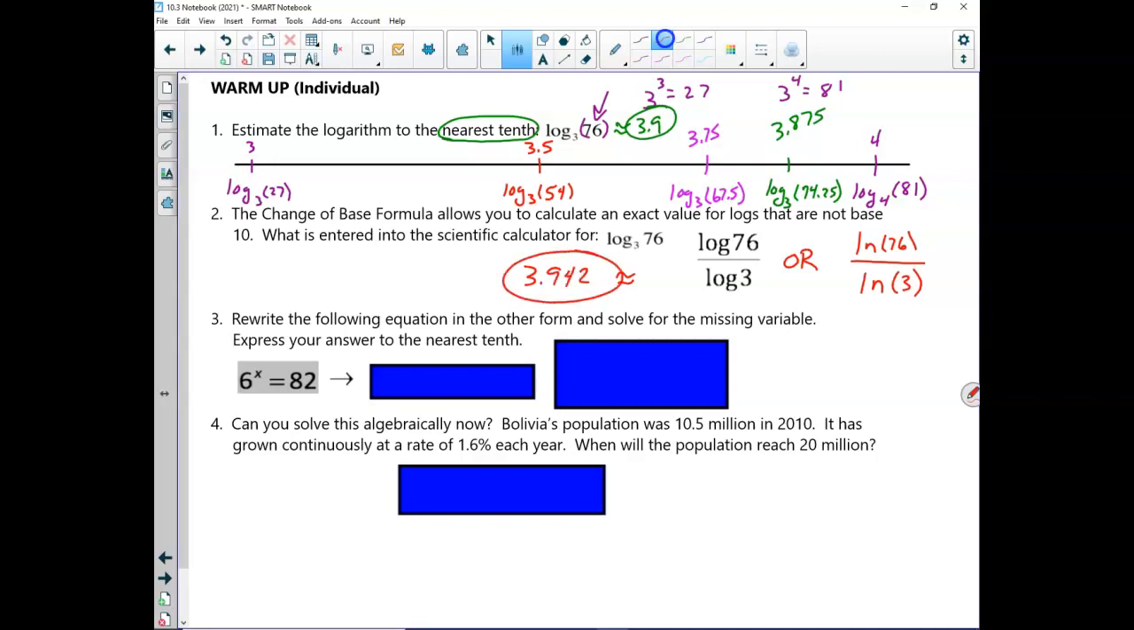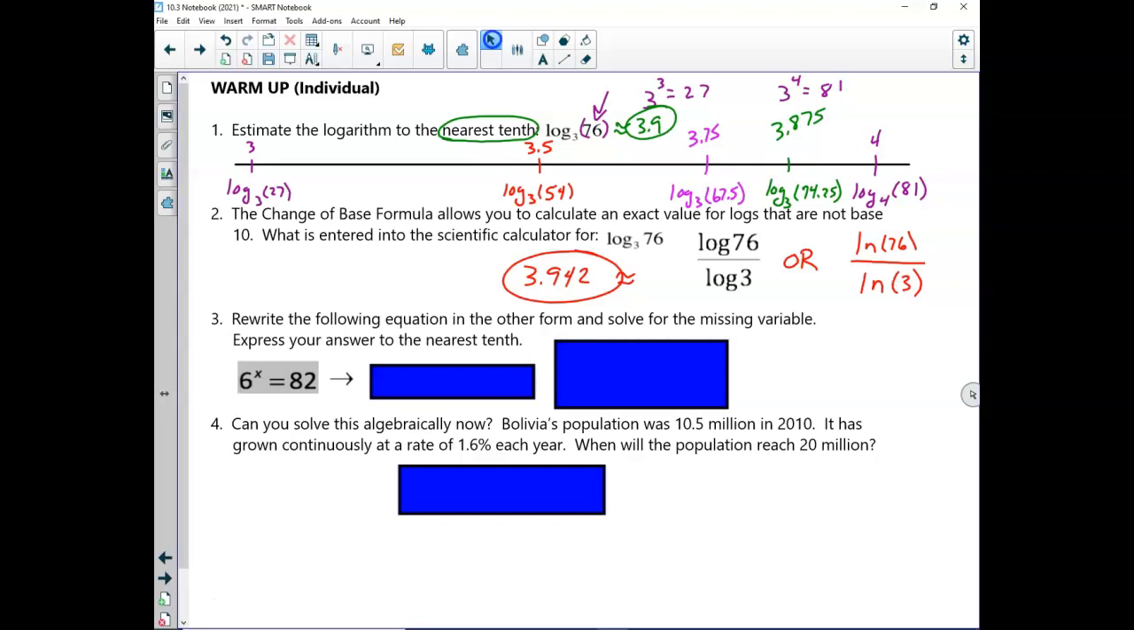So our estimated 3.9 was pretty close. Okay, rewrite the following equation in the other form to solve? Well, bottom line, we look at this. 6 to what power is 82? Well, 82 is not 6 to an integer power.